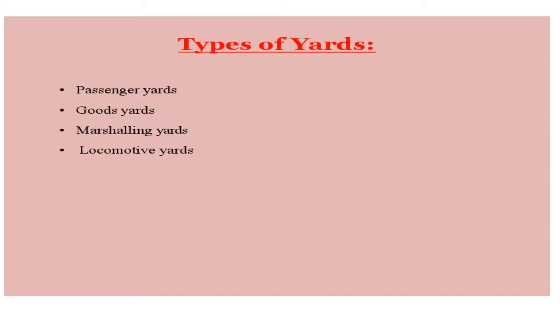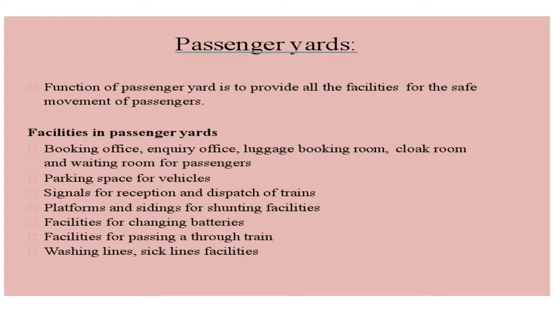Now coming to the different types of yards: passenger yards, goods yard, marshalling yard and locomotive yard. So let's go through each yard separately. First one is the passenger yard. The function of passenger yard is to provide all the facilities for the safe movement of passengers. I have told you the actual railway station itself which we use, and here what will be the facilities?